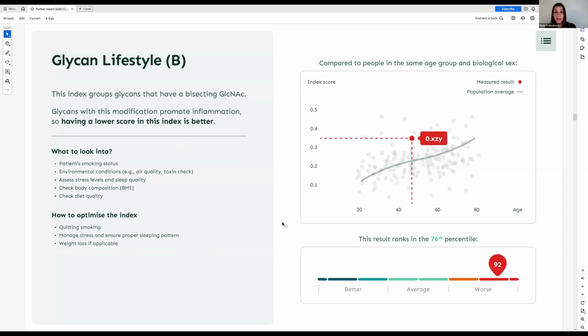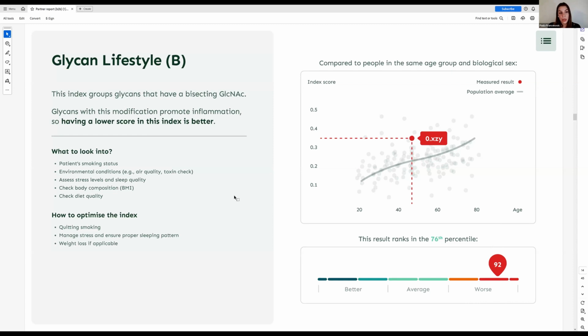Lastly, we have the glycan lifestyle index. This is, on the opposite side, an index that is driven most by our daily habits. A very interesting thing about this index is that we actually do not expect it to be higher as we chronologically age, and this is why it's not contributing to the overall calculation of the biological age. This is also why somebody could still have an overall lower biological age and higher results in the glycan lifestyle. So it should be evaluated separately from the overall biological age.